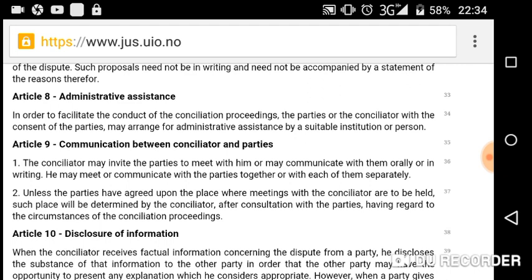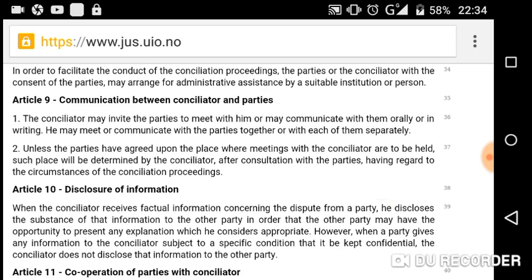Article 9, communication between conciliator and parties. Article 9, subsection 1. The conciliator may invite the parties to meet with him or may communicate with them orally or in writing.